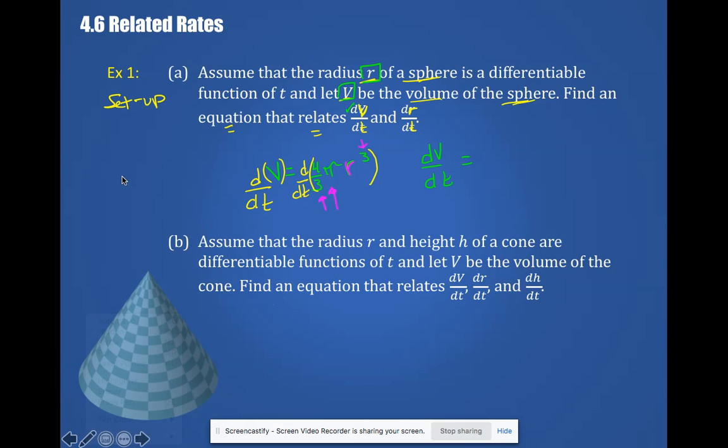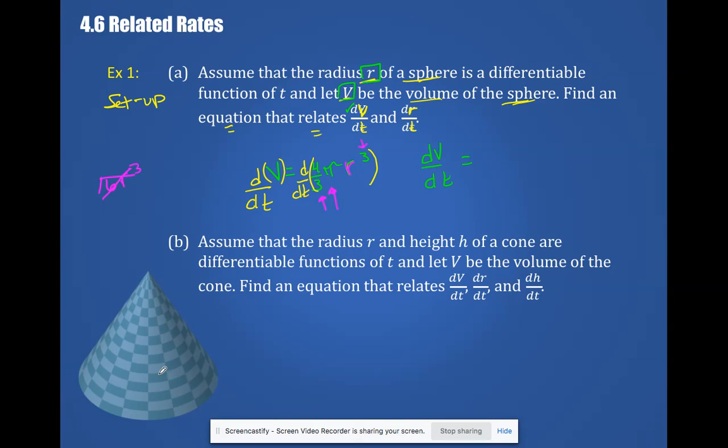So imagine, what if I had asked you for 16r cubed. If you wanted to take the derivative of that with respect to r, you would bring down the 3, multiply times the 16, r squared. But what if I'm not asking you to take the derivative of this with respect to r, I'm asking you to do it with respect to t.